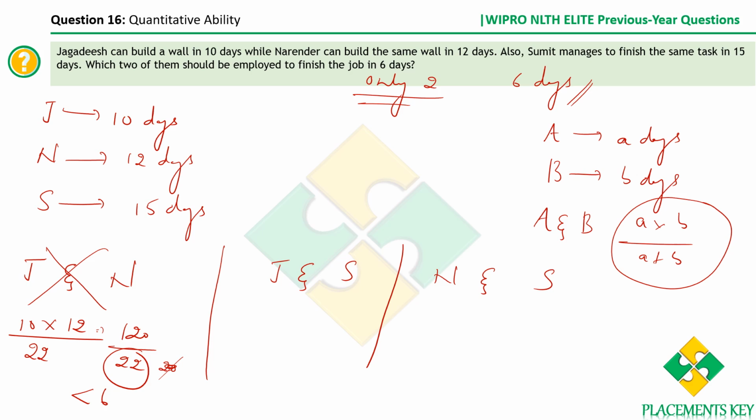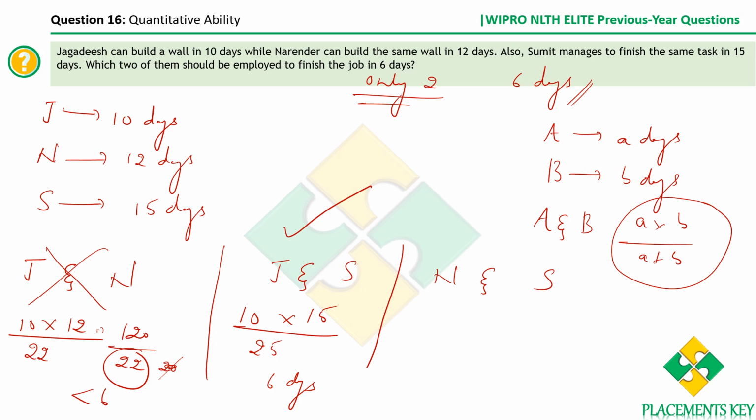Let's check for J and S. J can do in 10 days and S can do in 15 days. So 10 into 15 by 10 plus 15, which is 25. 150 by 25 is 6 days. Yes. Therefore J and S should be employed.